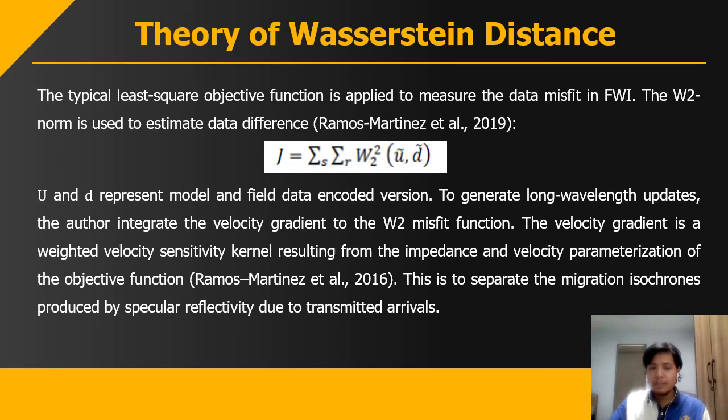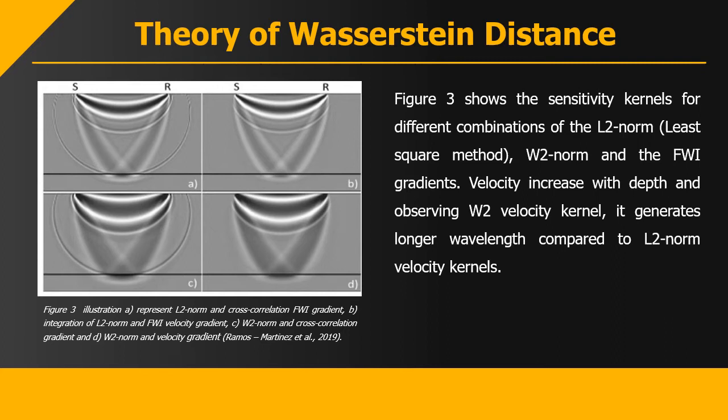Okay, now what we can observe from figure 3 is that it shows the sensitivity kernels for different combinations of the L2 norm, the least squares method, the W2 norm, and the FWI gradients. By observing the W2 velocity kernel, it generates a longer wavelength compared to the L2 norm velocity kernels. As you can see from figure 3C and D, it shows a longer wavelength compared to figure 3A and figure 3B.